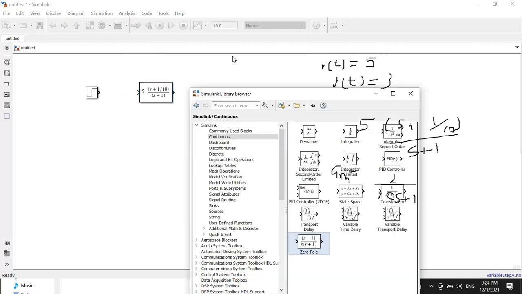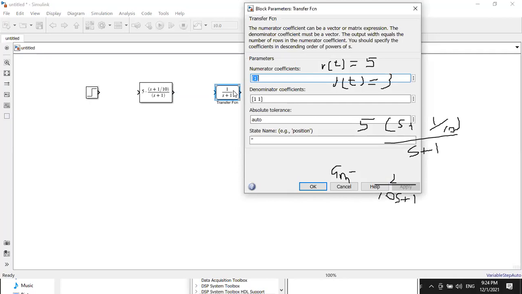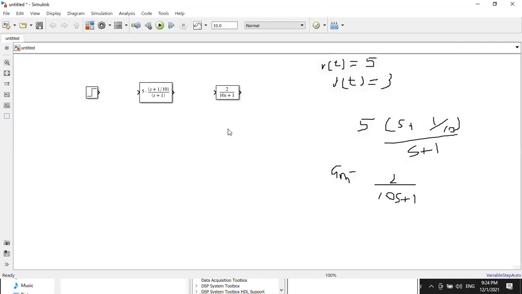So we will get the transfer function from here. I'll just type this. It has to be in the form of 10s plus 1. Basically, it has to be 2 over 10s plus 1. Numerator is 2. The bottom we have to have 10 and 1, right? If you apply this, you get it, right? So now let's create the model. We need a time delay.